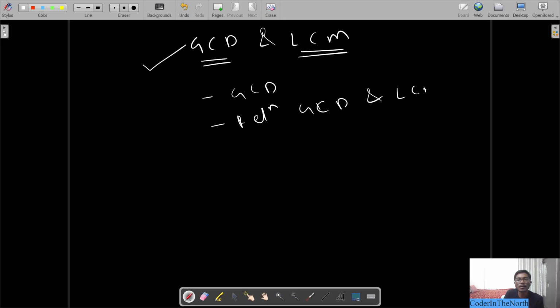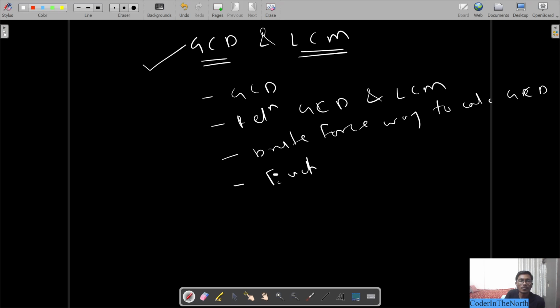After that, we'll find out a brute force way to calculate GCD. Then the Euclidean algorithm to find out the GCD. Okay, and after that we'll solve the problems.